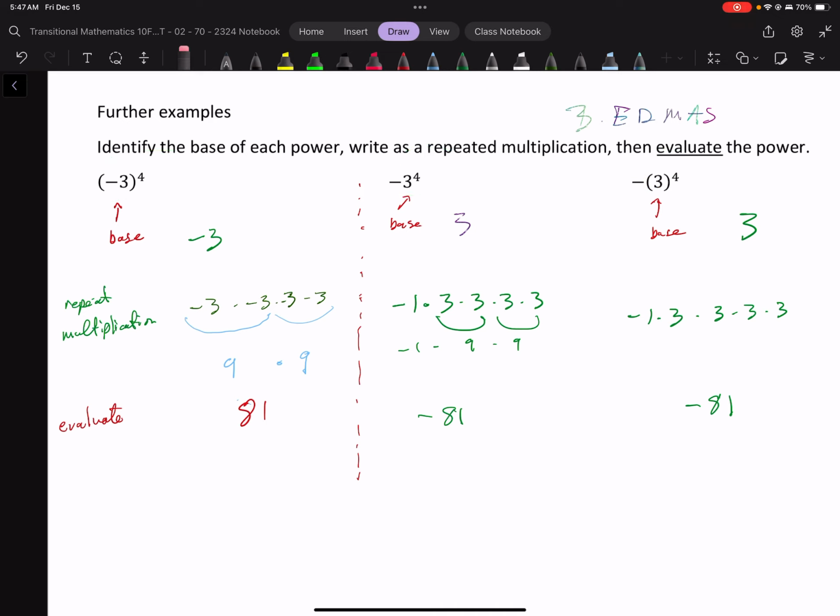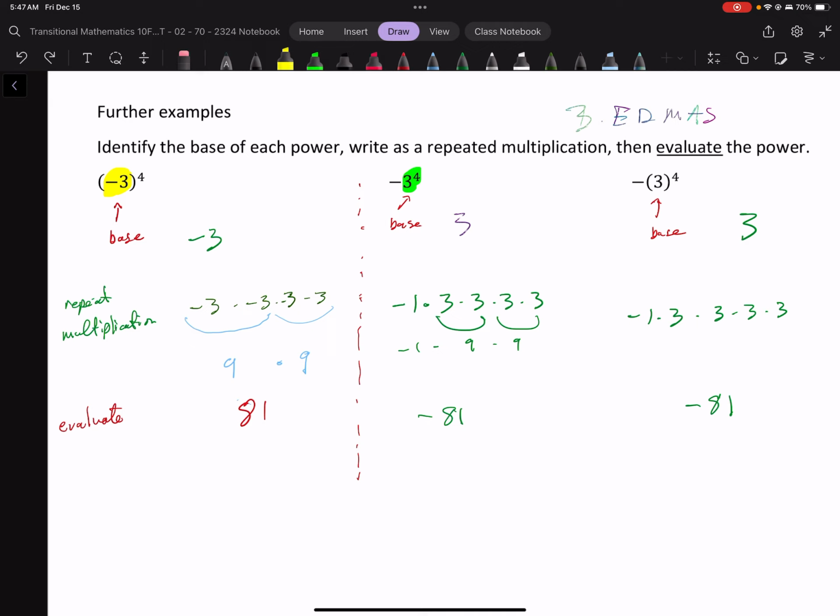And for all 3 examples, if you follow the order of operations, it should lead you down the correct path. The first one is you had to work in the brackets first. That's why it was considered to be -3 multiplied to itself 4 times. The second and third one, we had to evaluate the exponent first. There was no brackets for the second one anyways. So that's why we multiplied 3 to itself 4 times.